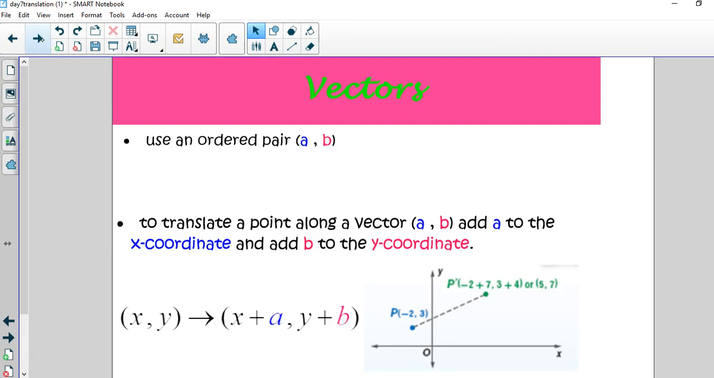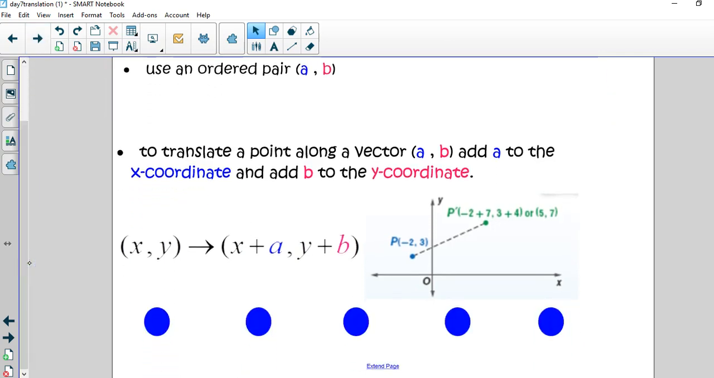So, a vector. We use an ordered pair, (a, b). To translate a point along a vector (a, b), we add a to the x-coordinate and add b to the y-coordinate. So, this is a positive move, and we can use positive or negative numbers. So let's say our point here is at (-2, 3). Okay? And we want to move it up and to the right. And you've done this before when you did slope in algebra, when you had a point and you moved up and right. Similar idea, except we're not doing it as a fraction here. We're just going to add to the x and add to the y.